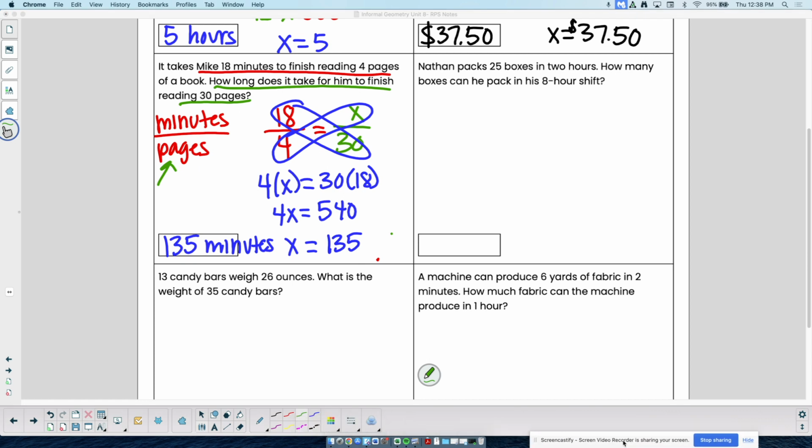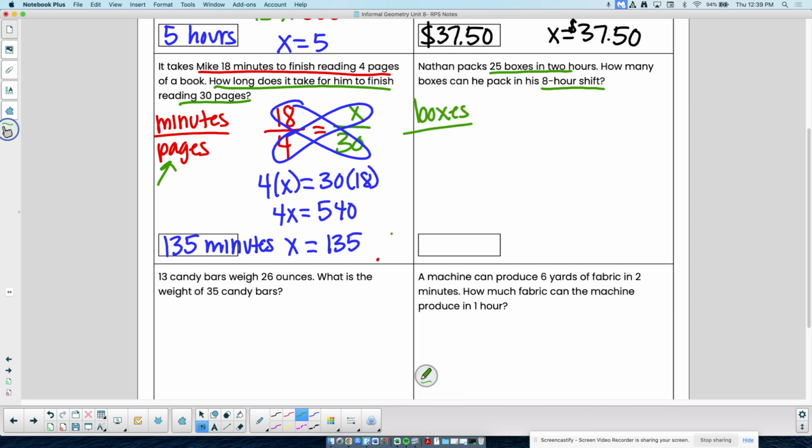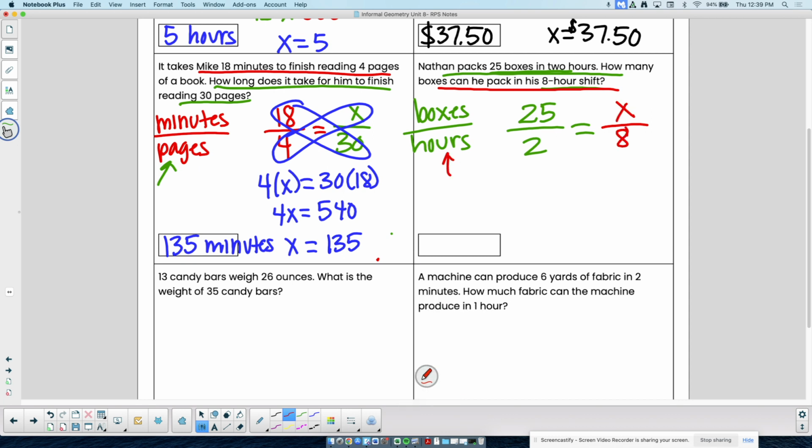I'm going to start right now. It says Nathan packed 25 boxes in 2 hours. How many boxes can he pack in his 8-hour shift? So again, we have to figure out what 2 things we're comparing: how many boxes, and how much time. So we're going to have boxes over hours. So let's do the first part. Nathan packs 25 boxes in 2 hours, and we want to figure out how many boxes he can pack in 8 hours. So the 8 hours goes on the bottom, and X goes on top.